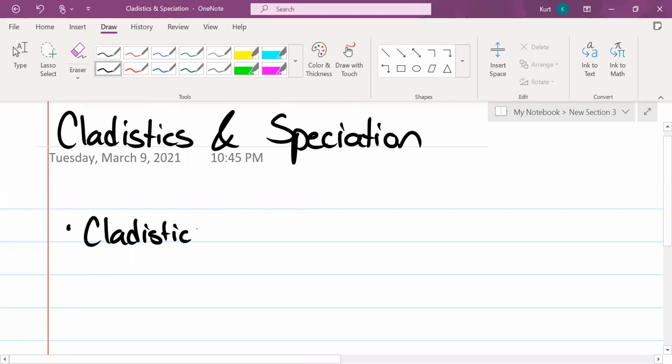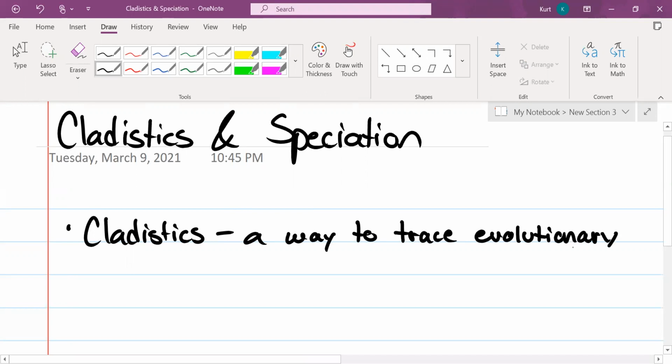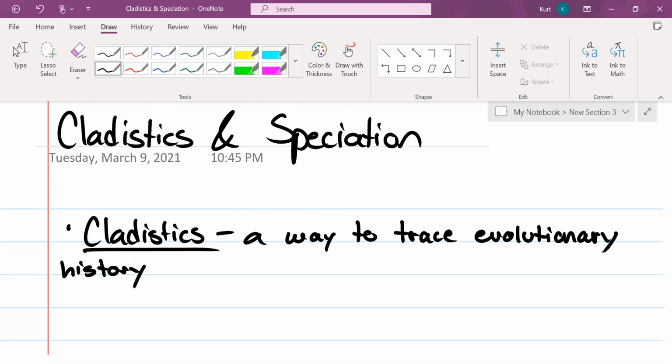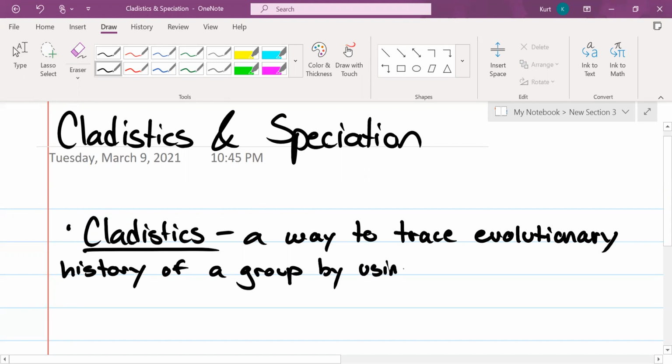So cladistics is kind of like phylogeny. It's a way to trace evolutionary history, just like phylogeny, but you're using less of the actual data, like evidence for evolution, comparative anatomy, fossil record, biogeography, comparative embryology, molecular homology, and you're going based on traits. So you're looking at the evolutionary history of a group by using shared traits.